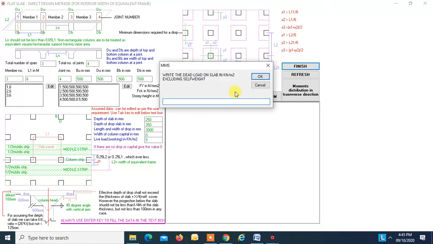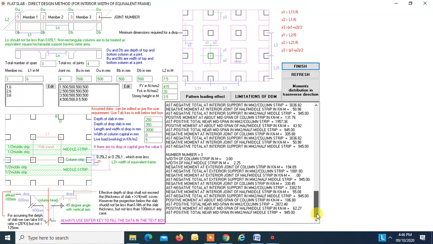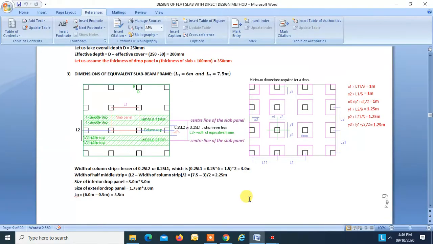Finish. The dead load on the slab, excluding self weight, we have taken as 1. That is the finish load. So this is how you can do the design of the slab. Now we will carry on with the problem.